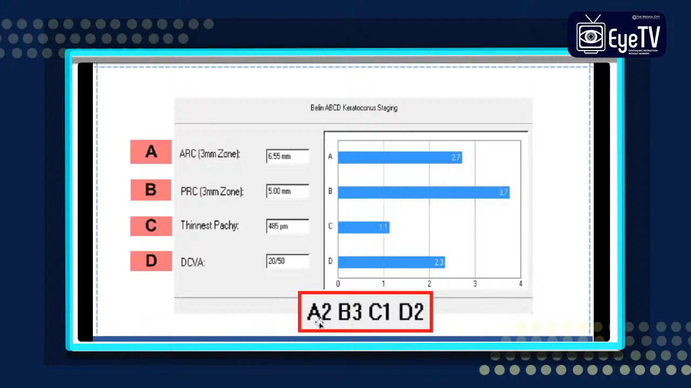So this is the complete grading system shown in the red box, and this is actually the most important aspect of the display. So it helps you to visualize which part of the cornea is affected. So in this example, the grading is A2, B3, C1, and D2. A2 means that the anterior cornea is at stage 2. B3 is that the posterior cornea is at stage 3. C1 means that the thickness at the thinnest point is at stage 1. And D2 means that the distance-corrected visual acuity is at stage 2. So you can clearly see here where the problem is. And in this case, it's steepening at the anterior and the posterior corneal surfaces, with some corneal thinning and a decrease in distance visual acuity.